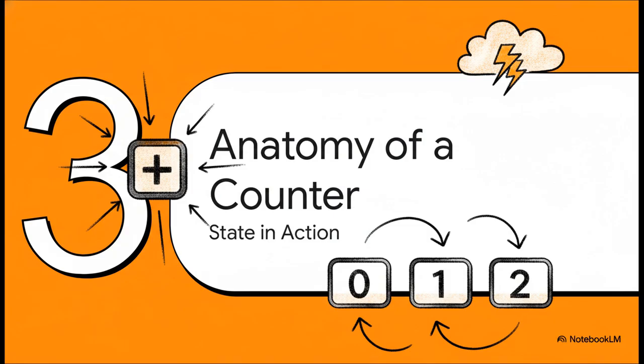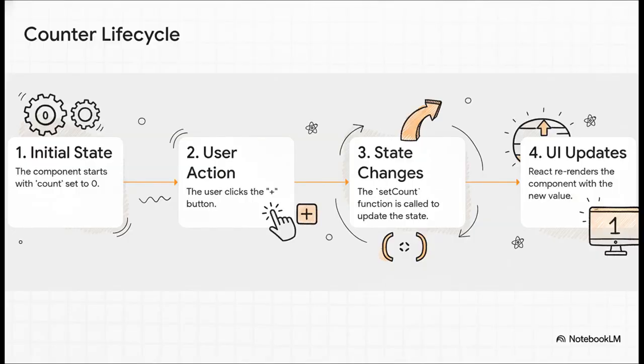Okay, enough with the theory, right? Theory is great, but let's actually see this thing in action. We're going to use the classic go-to example for learning about state, a super simple counter. It is the perfect way to see this entire life cycle play out from start to finish. So here's the whole playbook, laid out in 4 simple steps. Step 1, we start with an initial state. Our count is 0. The page loads, it says 0.